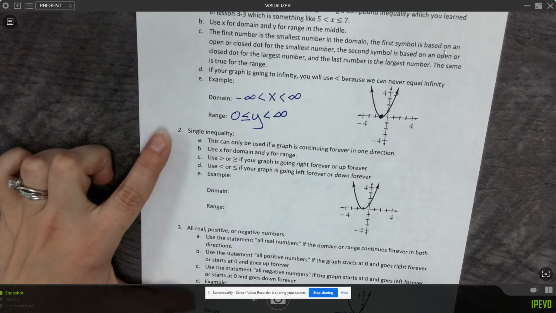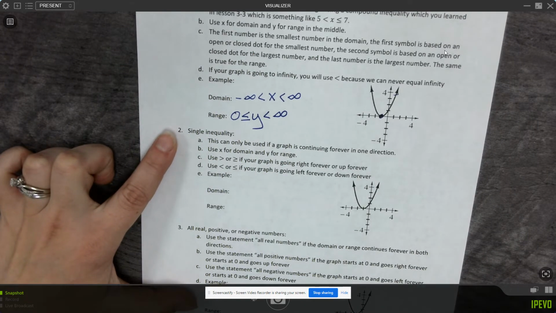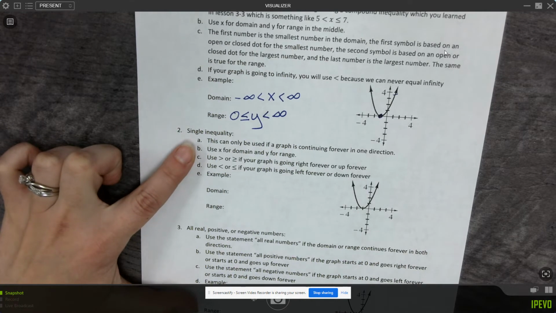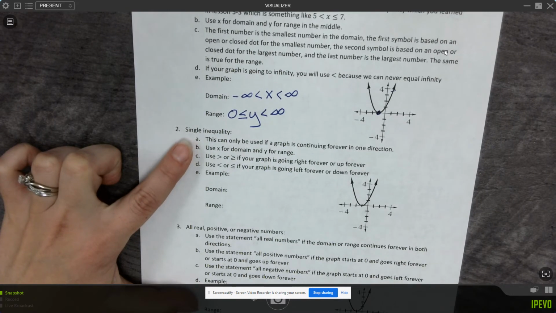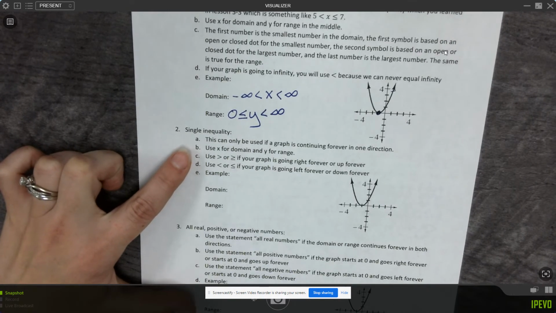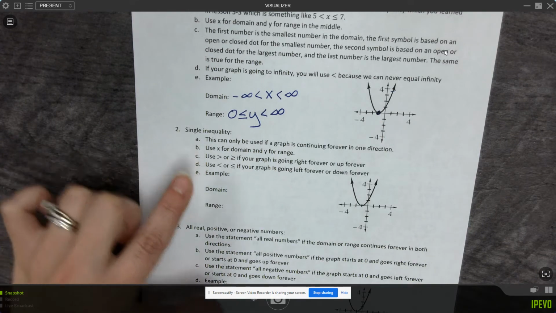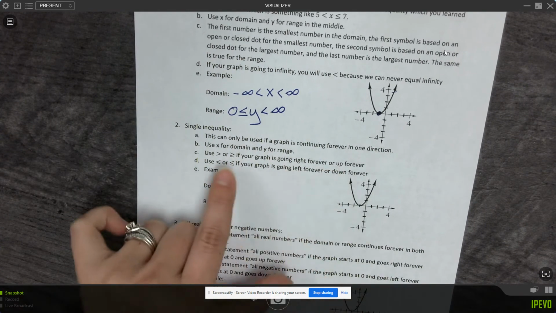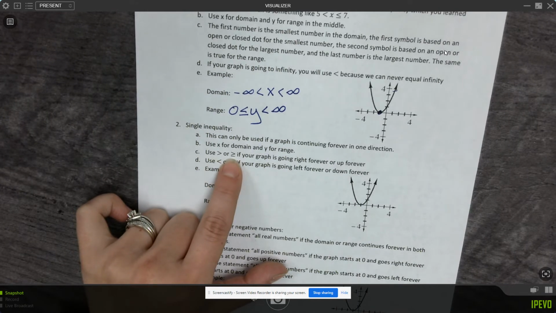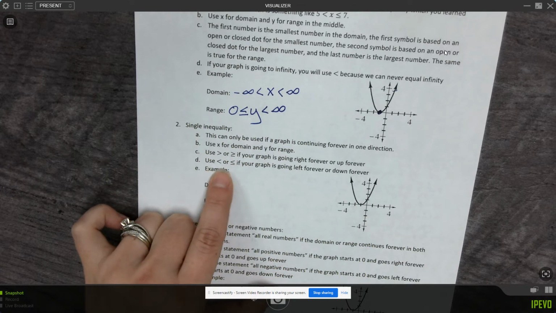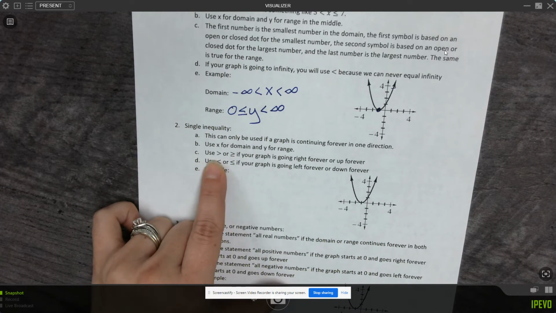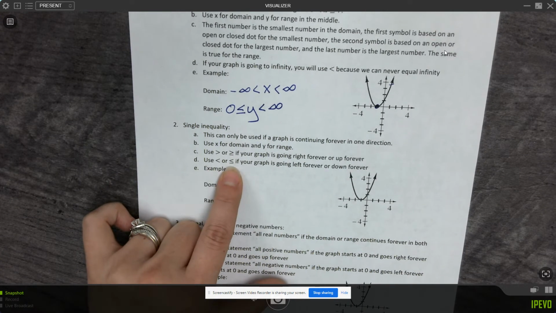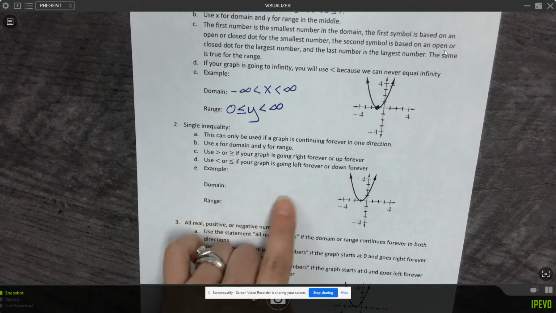Sometimes you can use single inequalities, only sometimes. This can only be used if your graph is continuing forever in one direction. Once again, X for domain and Y for range. If it's continuing right or up forever, you'd use a greater than or greater than or equal to, depending on if it's an open or closed dot that you're starting at. And same thing, except backwards: less than or less than or equal to if you're running left or down forever.